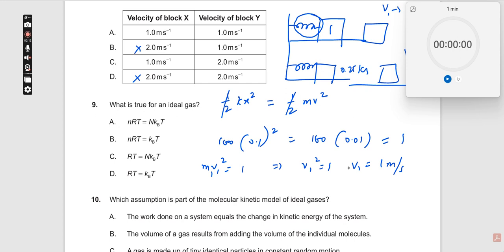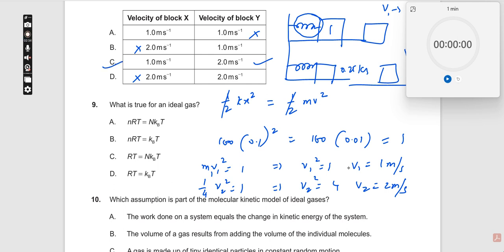Then v2. What is m2 here? m2 is 0.25, which is 1 by 4th of a kg, into v2 square equal to 1. This implies v2 square should be equal to 4, so v2 should be equal to 2 meter per second. Therefore, which is the right answer? This should be the right answer. This is incorrect, and thus you can see C is the right option.